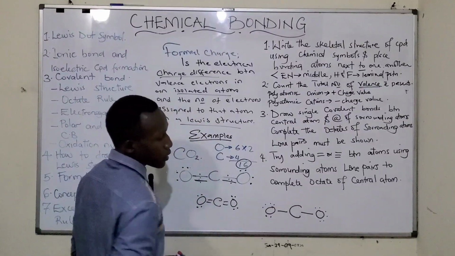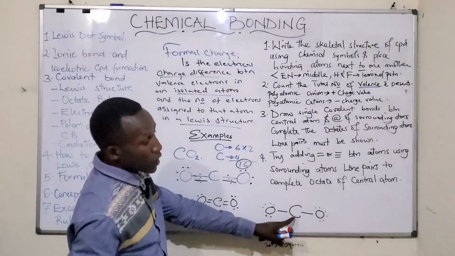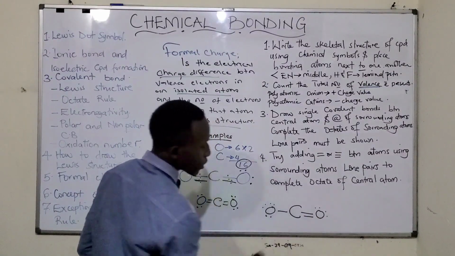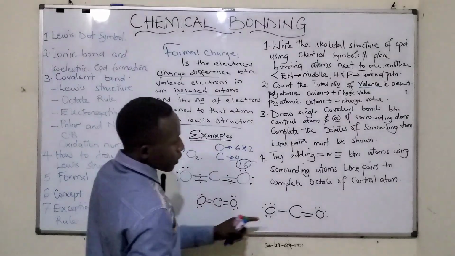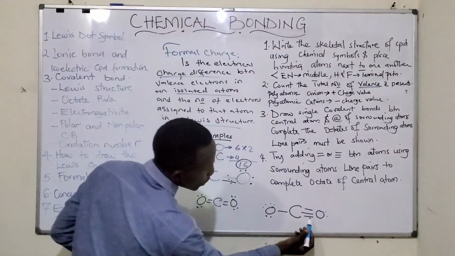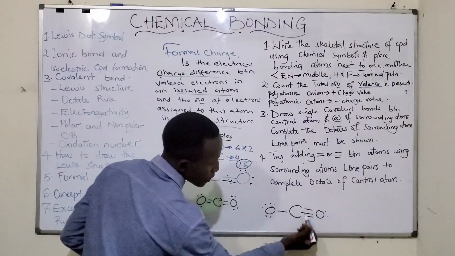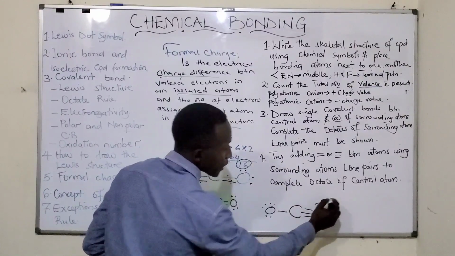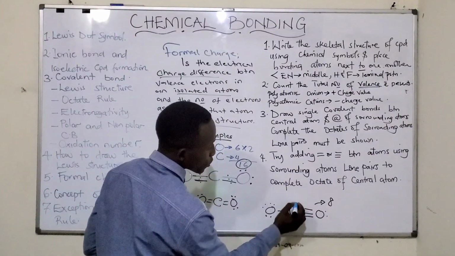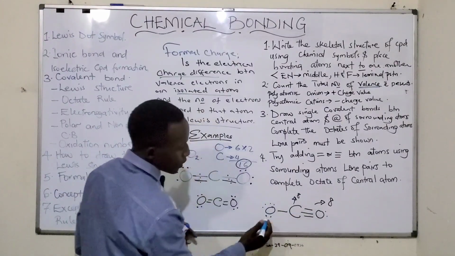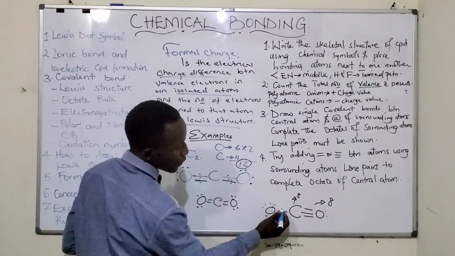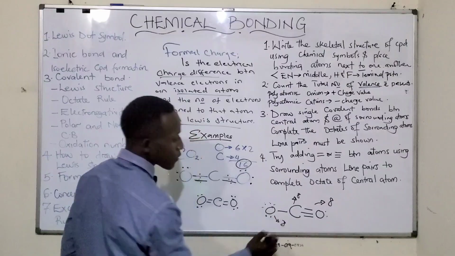But carbon, its octet is not complete. So we use electrons to form a bond. We can use this one again to form another bond. This means that this oxygen is having 1, 2 plus this 6, which is 8. Carbon is having this 6 plus this 2, also 8. Also this oxygen is having 1, 2, 3, 4, 5, 6, 7, 8, also 8.